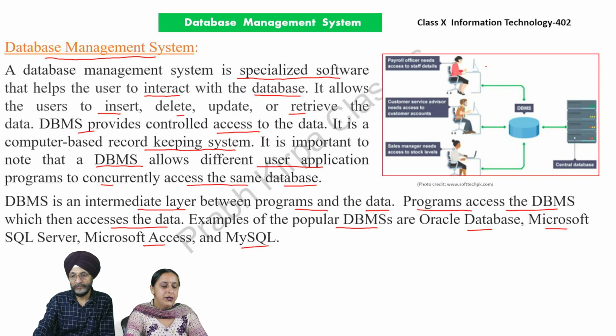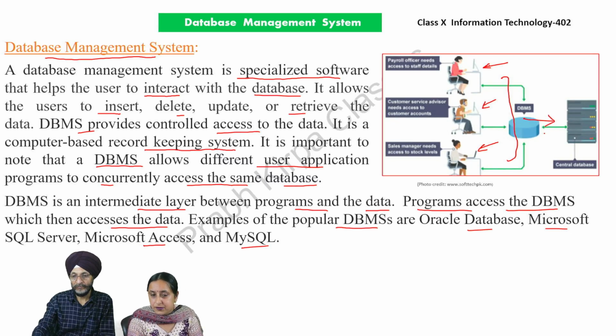In the figure, you can see that there are three different officers working in an office. The payroll officer requires staff-related details. The customer service officer needs access to customer accounts. The sales manager needs access to stock related details. DBMS helps all these officers to access the database simultaneously for different types of information.